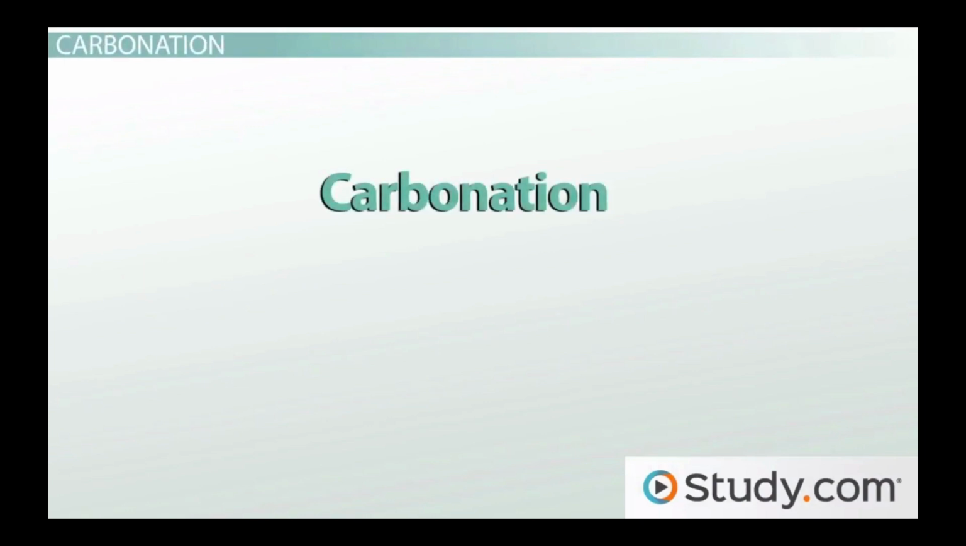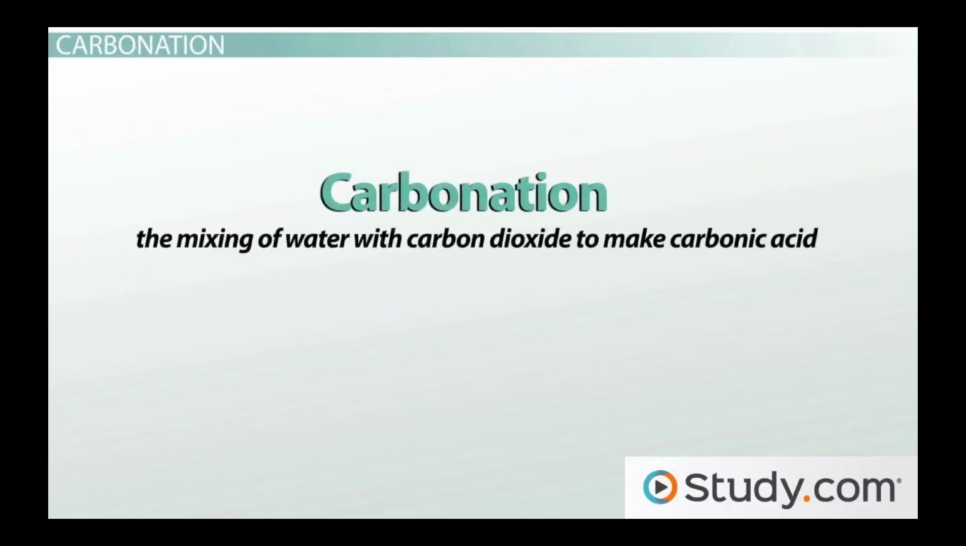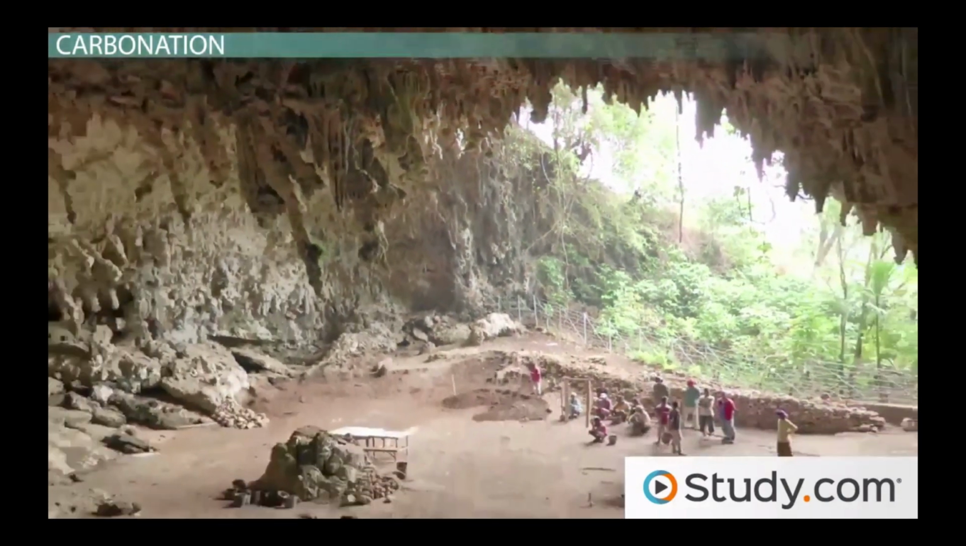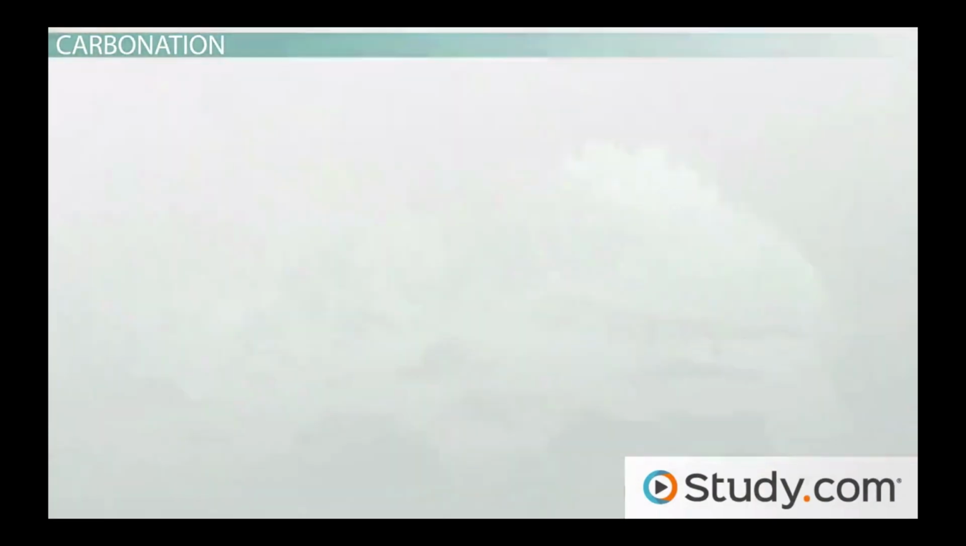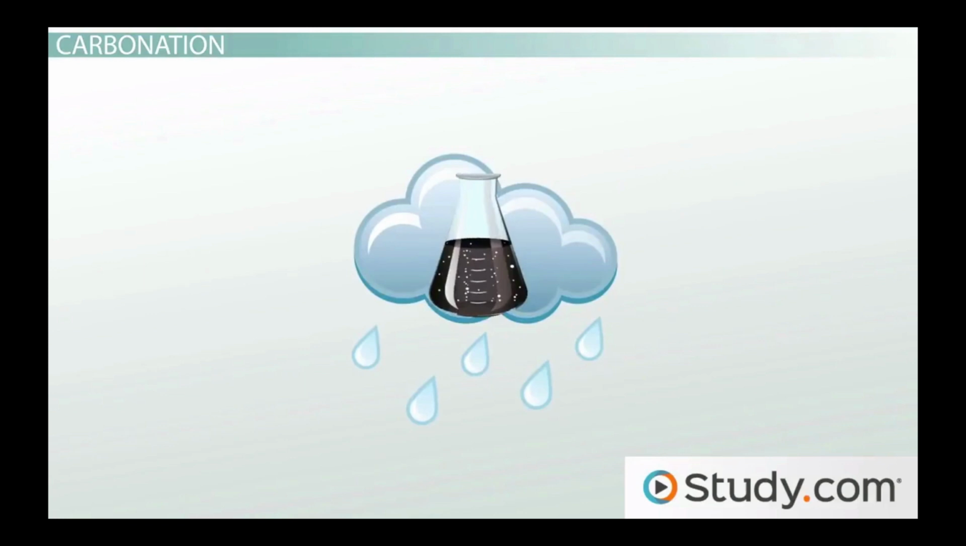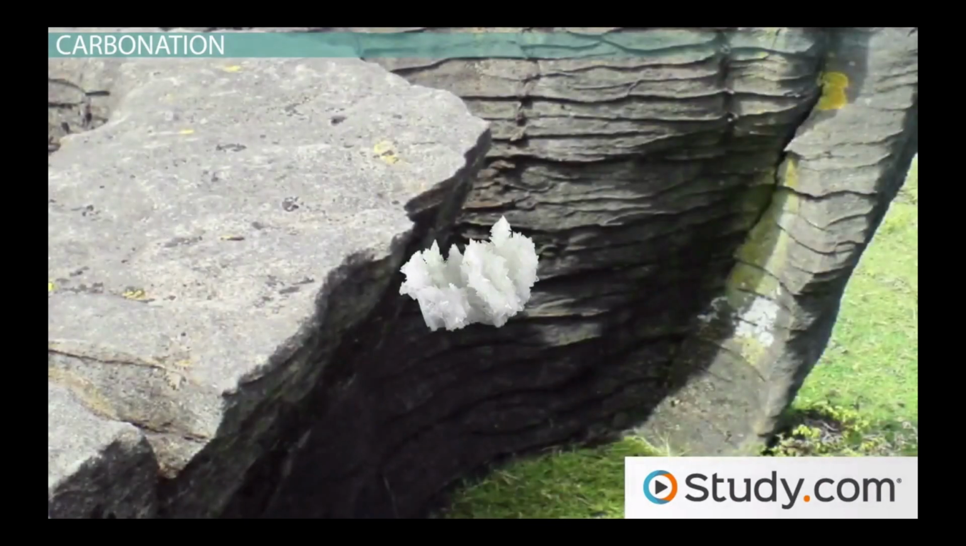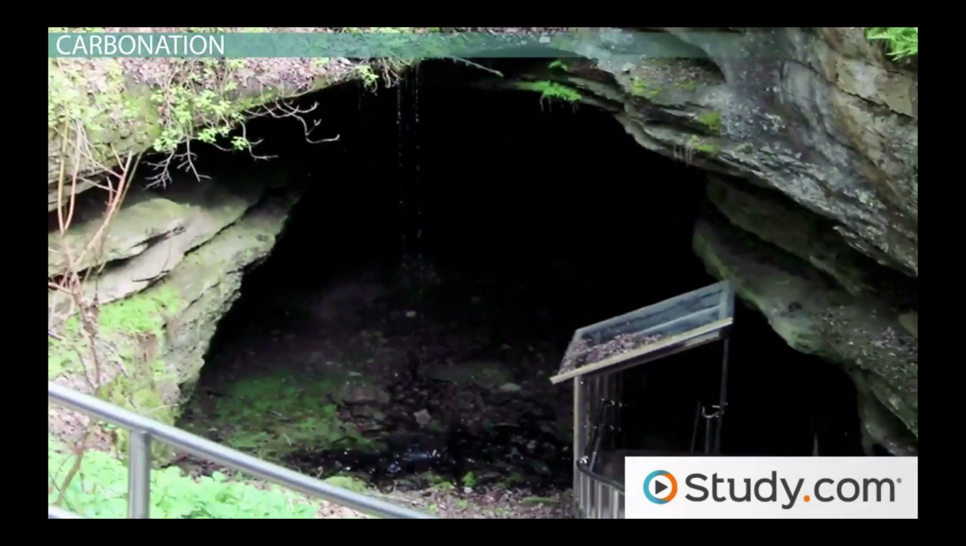Carbonation is another type of chemical weathering. Carbonation is the mixing of water with carbon dioxide to make carbonic acid. This type of weathering is important in the formation of caves. Dissolved carbon dioxide in rainwater or in moist air forms carbonic acid, and this acid reacts with minerals in rocks. The mineral calcite, which is common in limestone, is particularly vulnerable to carbonation. This mineral dissolves in the carbonic acid and gets washed away. This can hollow out the rock and leave behind a cave.